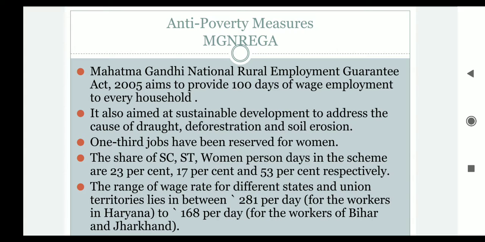The share of SC/ST women person days in the scheme are 23%, 17%, and 53% respectively. The range of wage rate for different states and union territories lies between 281 per day for the workers in Haryana to 168 per day for the workers of Bihar and Jharkhand.